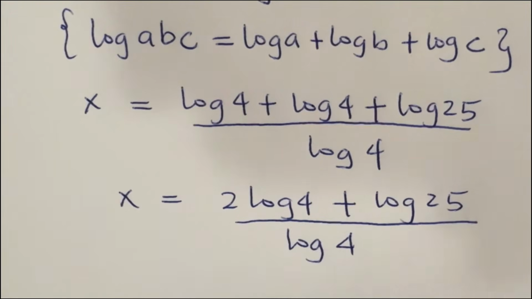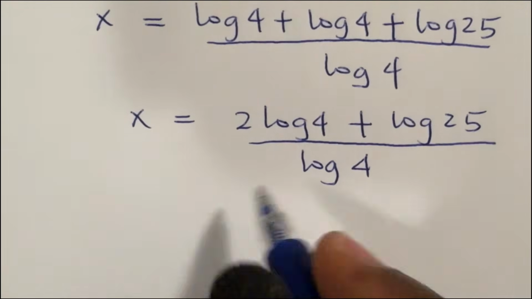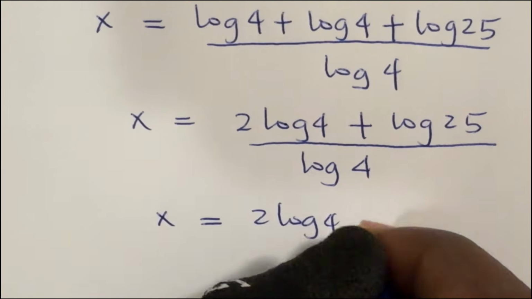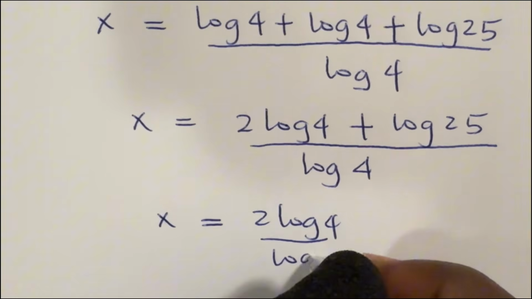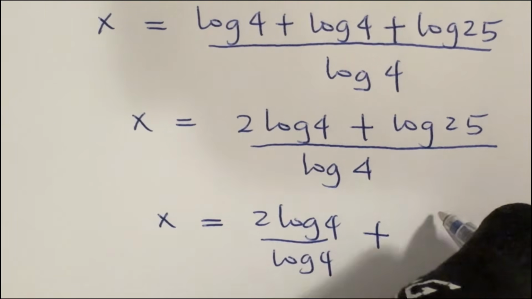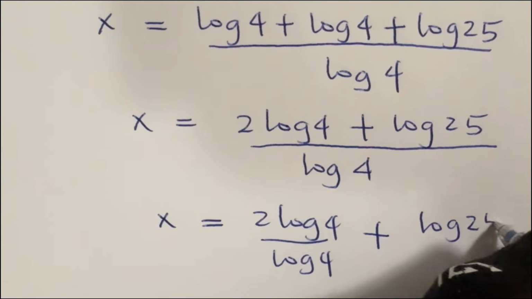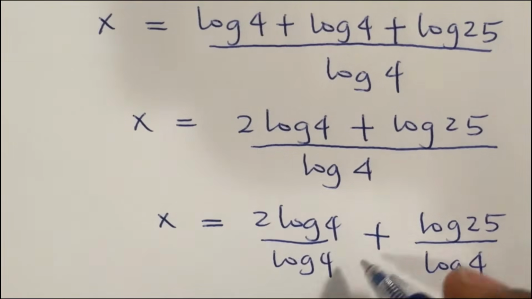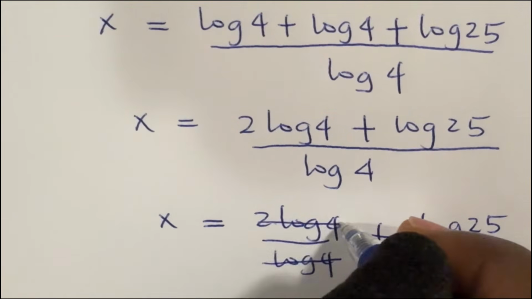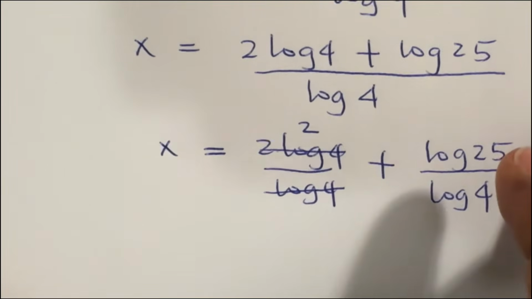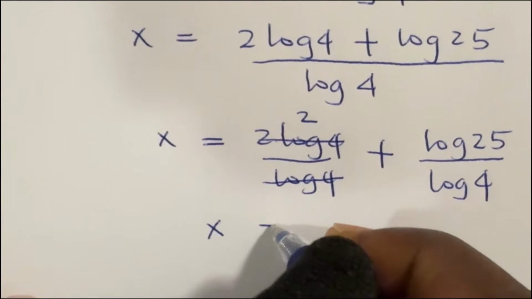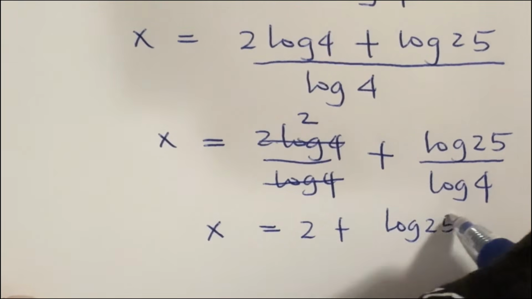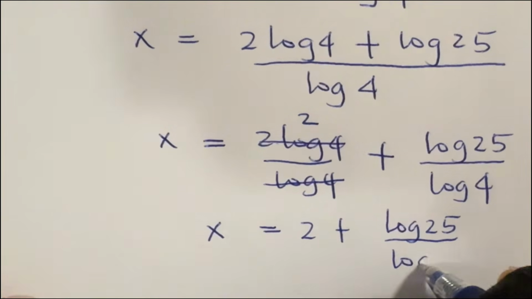Let us separate this addition so that we have x is equal to 2 log 4 over log 4, then plus log 25 over log 4. This here is 1 and this here is 2. So we're going to have x is equal to 2 plus log 25 divided by log 4.